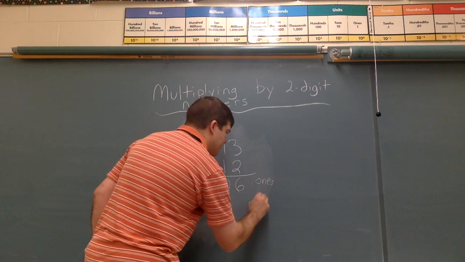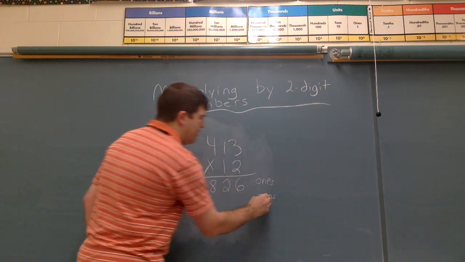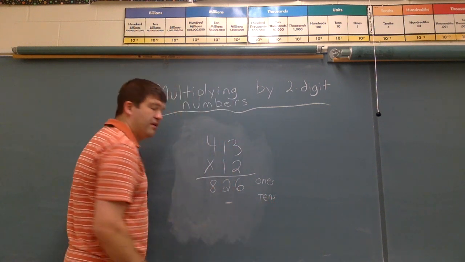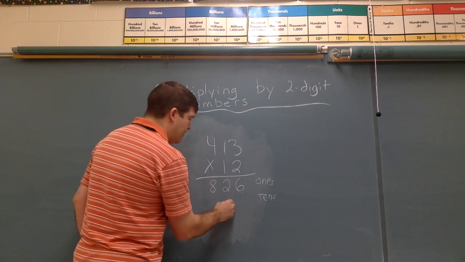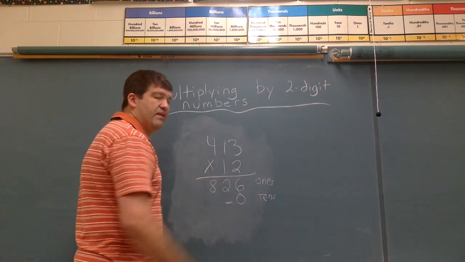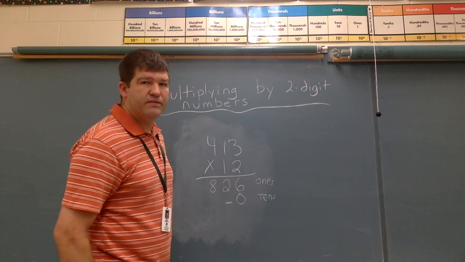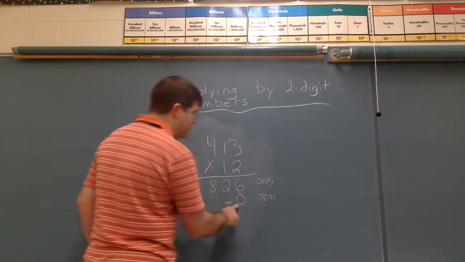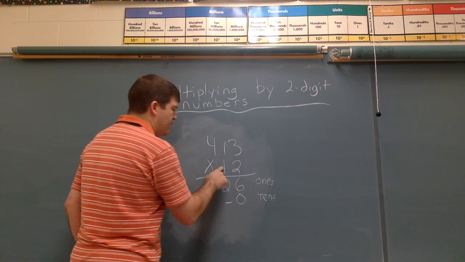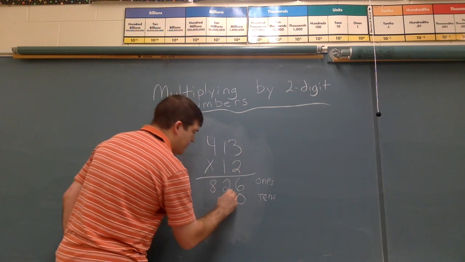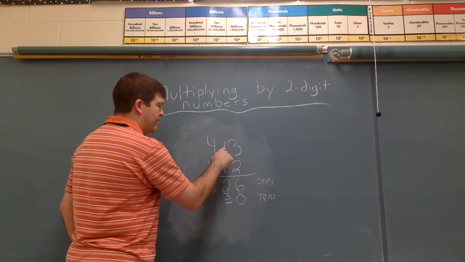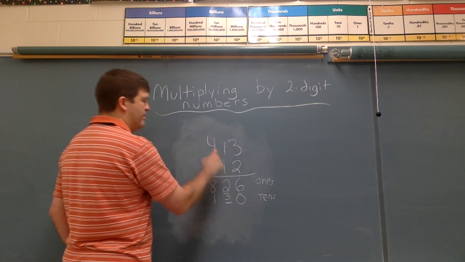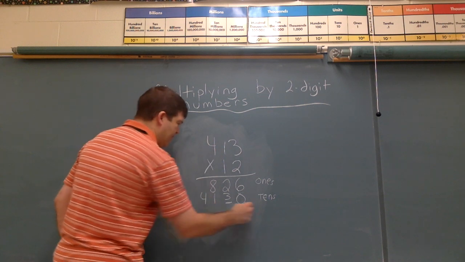Now I'm moving to my tens area. And because this is the tens, here's the place value I want to start with. So if I'm starting here, everything behind it has to be zeros. Okay, so my zeros and the ones. I'm starting with the tens. 1 times 3 is 3. 1 times 1 is 1. 1 times 4 is 4.